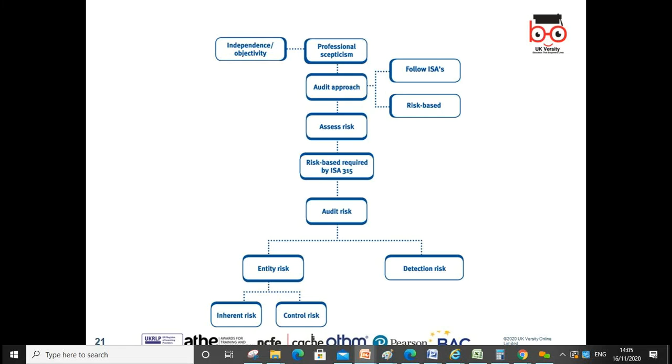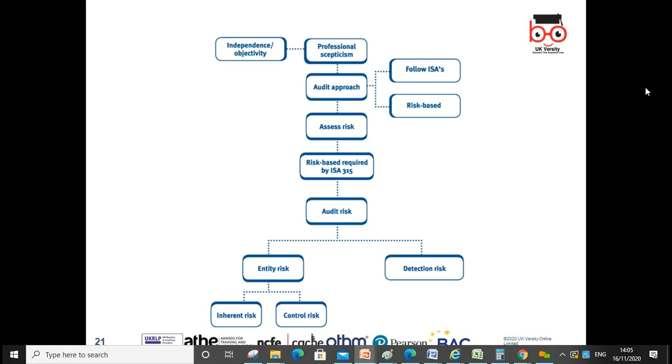Excellent. So we discussed that independent auditors have objectivity. Always follow ISAs, with an audit approach that is a risk-based approach. You identify the risk. The auditor always assesses the risk. Risk-based is required under ISA 315. Yes. Audit risk comprises inherent risk, control risk and detection risk. Inherent risk and control risk are the entity risk. Yes, they come from the organization. Detection risk can come from the audit firm itself, where it does not detect, because they don't have the knowledge.